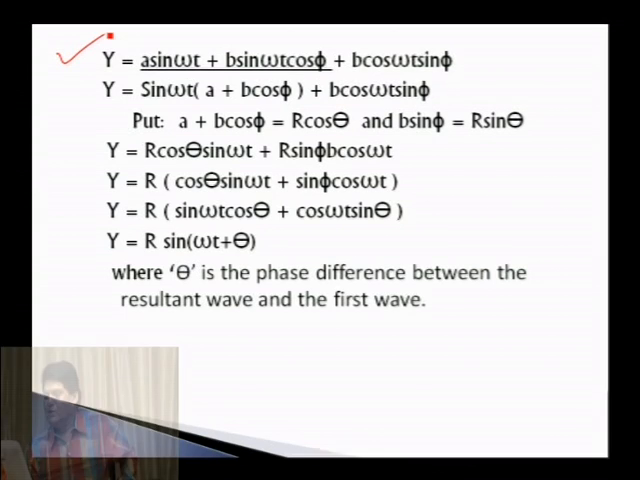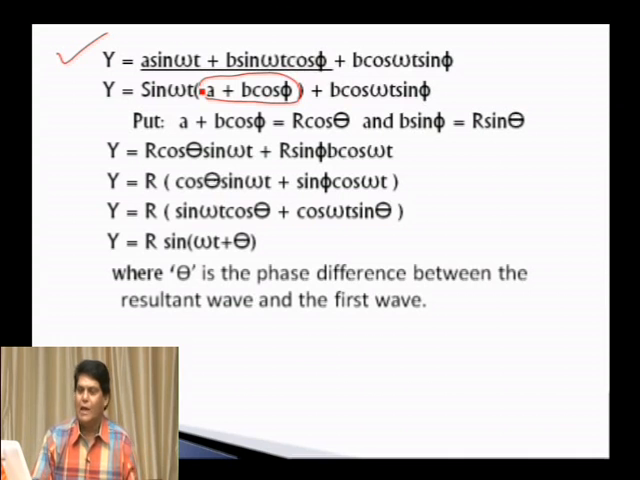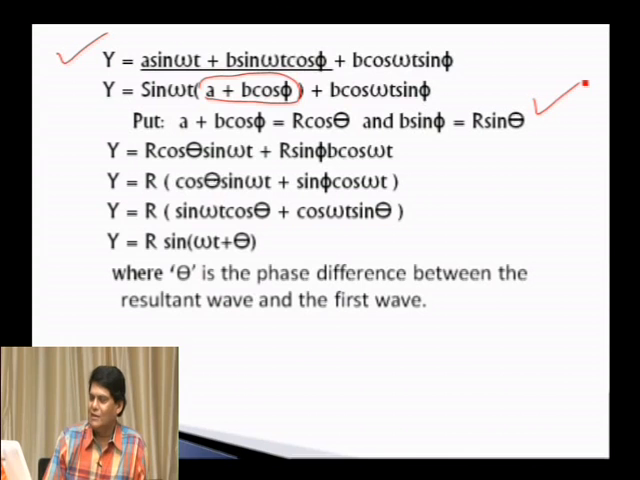Now, this value, you can substitute as R cos theta, and this value B sin phi you can take as R sin theta. So, what is theta we have considered? Theta is the phase difference between the resultant wave and the first wave. Do not get confused here: we have used the phase phi here and again we have used theta here. So, theta is the phase difference between the resultant wave and the first wave.